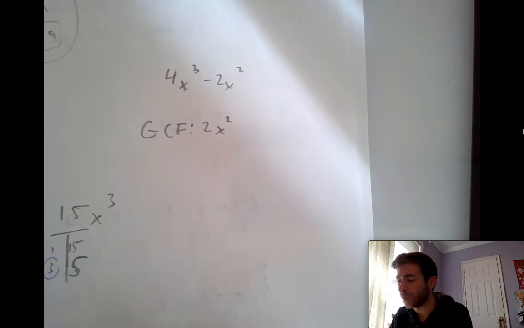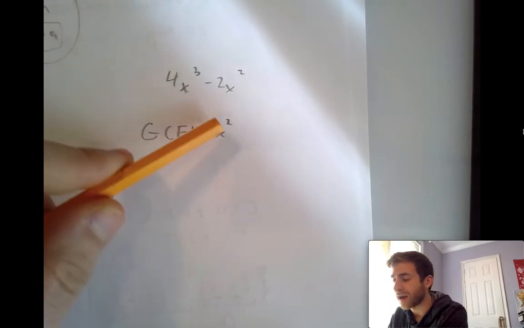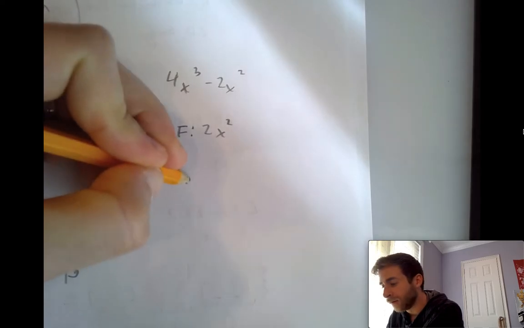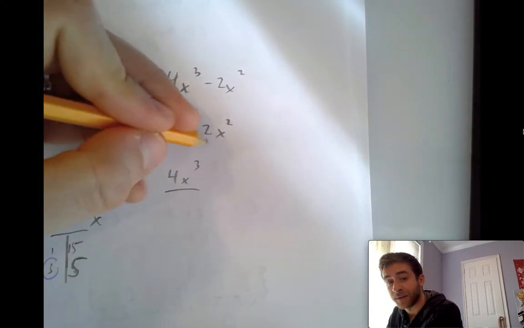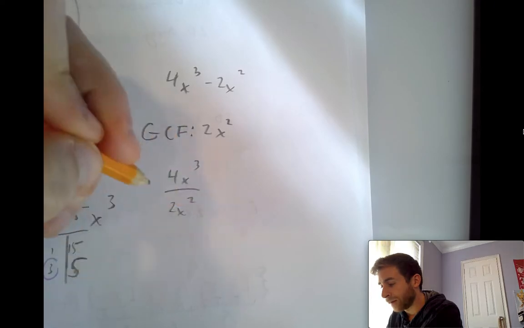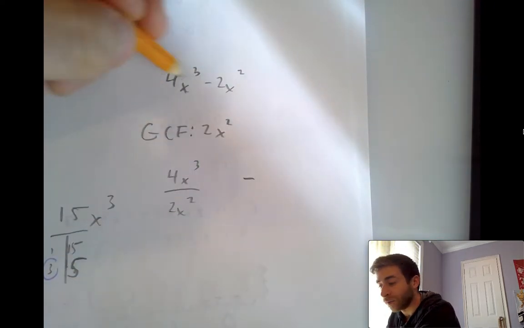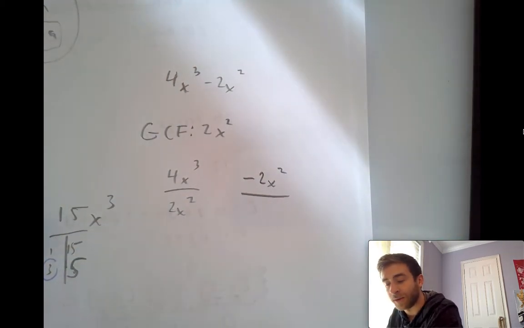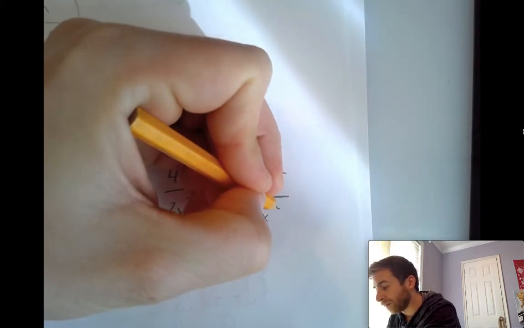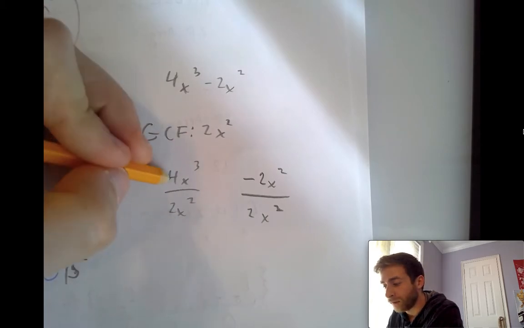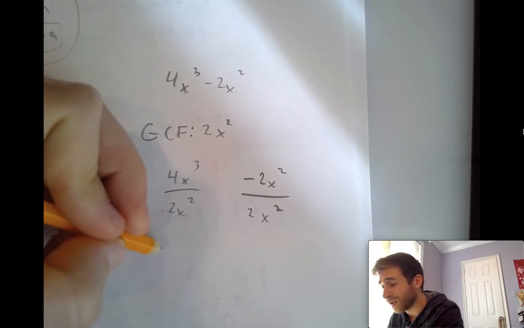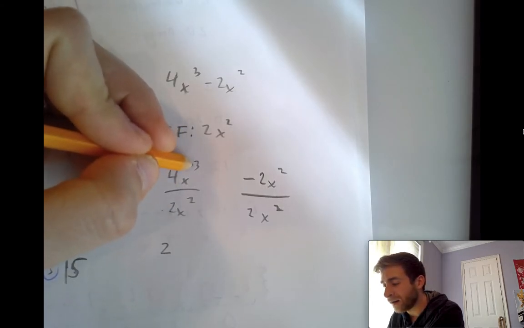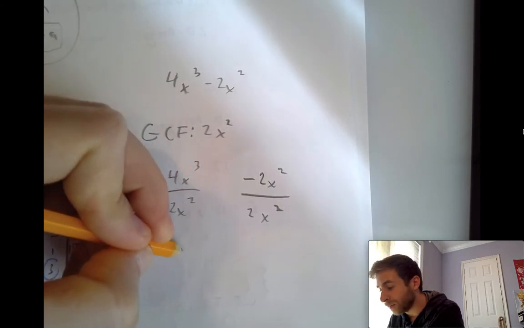So next, you can just follow the steps and say, all right, I found my GCF. I'm going to divide it from both of my terms. So I'll do 4x cubed, divide out the GCF, 2x squared. And I'll also do negative, right? Don't forget that it's a minus 2x squared. Negative 2x squared, divide out the 2x squared. And we just keep going from there. 4 divided by 2 is going to be 2. x cubed, divide away an x squared. 3 take away 2 is just going to be an x, right?